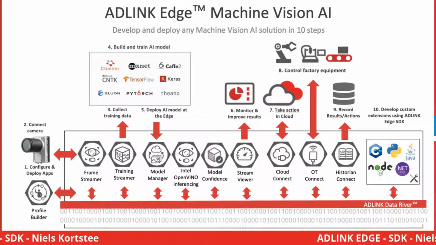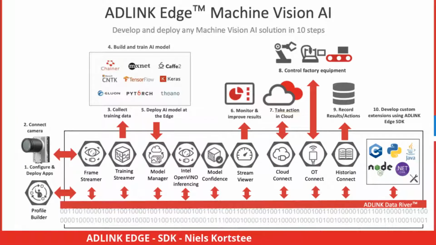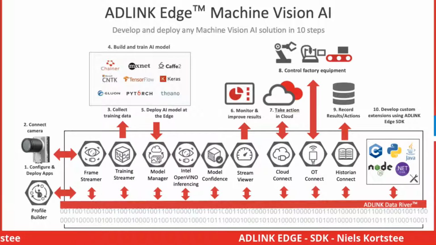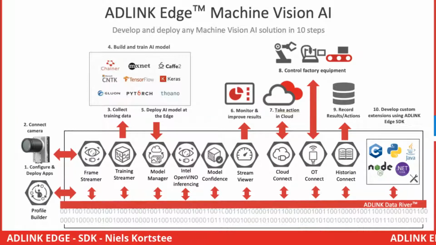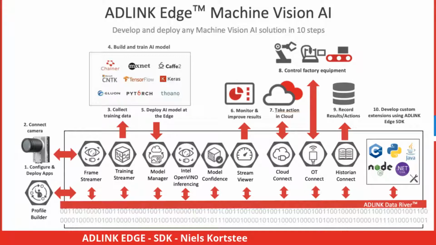How do I make a decision on that? How do I take action? So you either want to maybe connect to a cloud, so you can take some action there, or you want to connect to factory equipment. So we've got various applications there to connect to OT equipment using OT protocols like OPC UA or Modbus, and take action there. And finally, you may want to record your results or your actions for traceability purposes. That's what we typically see.